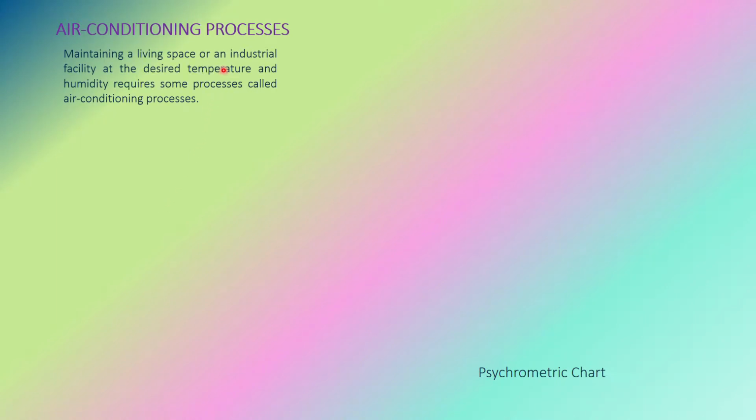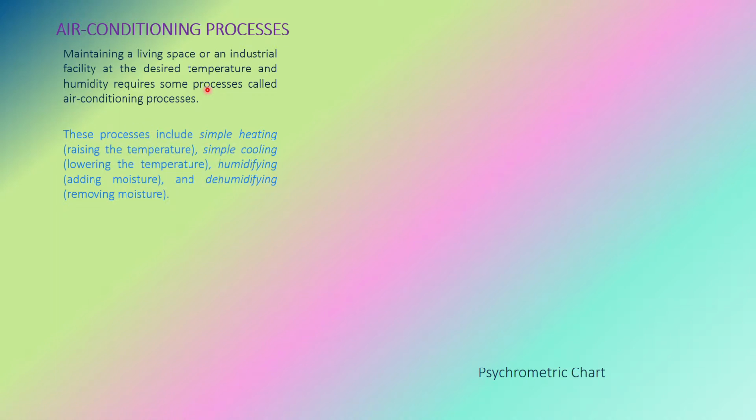Now, maintaining a living space or an industrial facility at a desired temperature and humidity requires some processes called the air conditioning processes. These processes include heating, that is to raise the temperature, cooling, that is lowering the temperature, humidifying, that is adding moisture or water vapor to the air, and dehumidifying, which means removal of moisture or water vapor from the air.